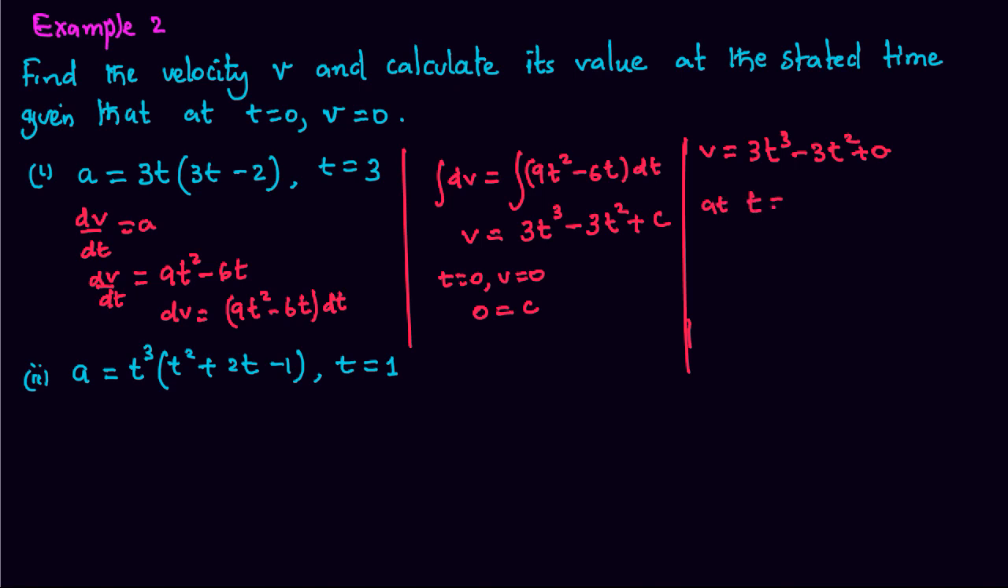At t is equal to 3, v will be 3 into 3 cubed minus 3 into 3 squared, which is equal to 81 minus 27, so that our velocity that is required is equal to 54. Let the units be in meters per second.